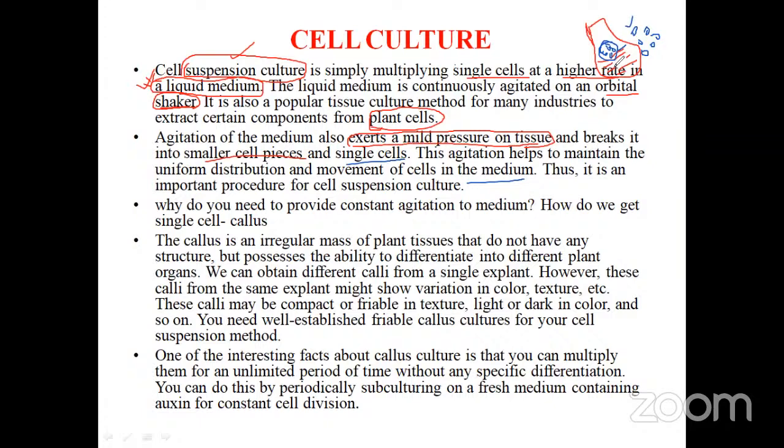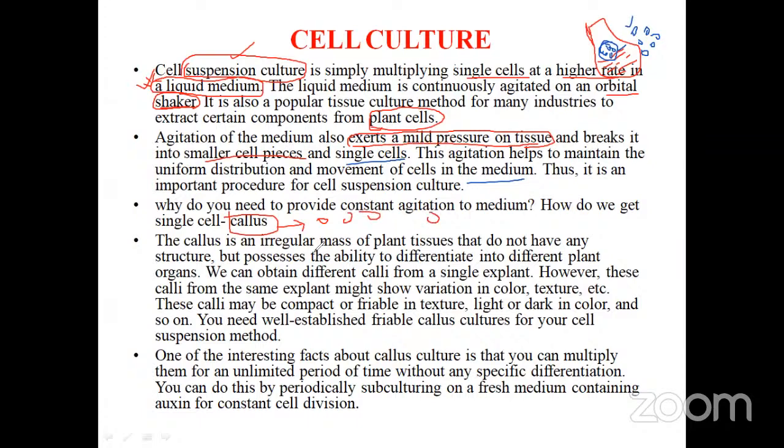Then how do we get the single cell? First of all, we get the single cell from the callus. Already yesterday we discussed how the callus is formed. During tissue culture techniques, a mass group of cells is formed, which is called callus. After the callus has developed, it is transferred into liquid medium in a conical flask and placed in an orbital shaker. Now this callus divides into single cells, a group of individual single cells.